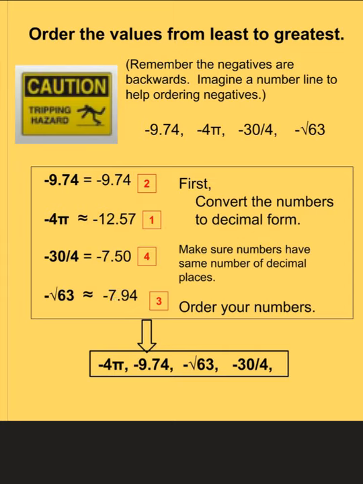I then went through and I numbered them from least to greatest. And remember, the bigger absolute value for the negative numbers, the smaller it actually is. So this negative 12.57 is actually the smallest. So that was first, second, third, and fourth. Okay, then once I numbered my order, I rewrote in the original form my 4 values from least to greatest.